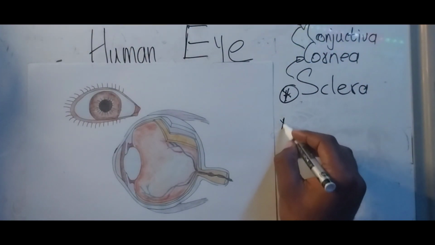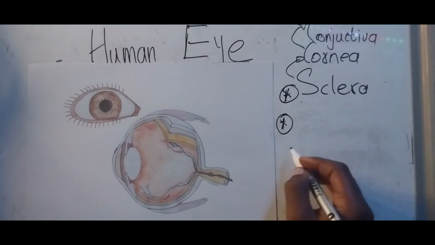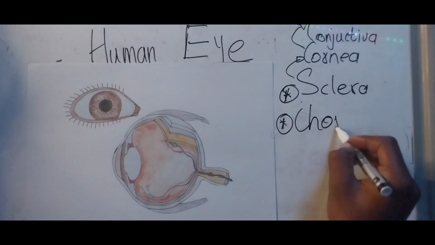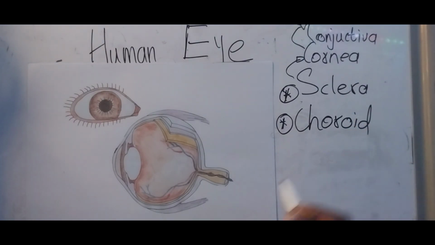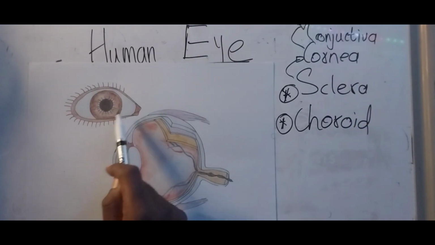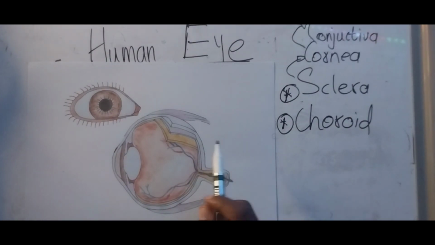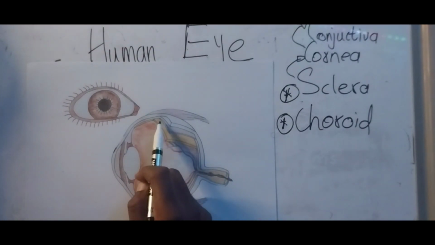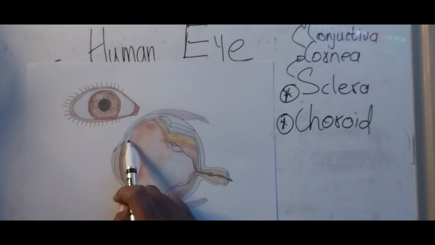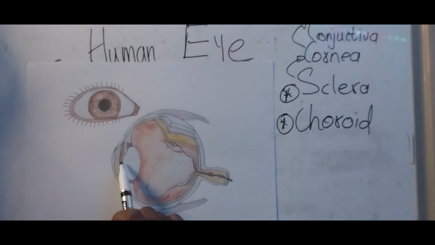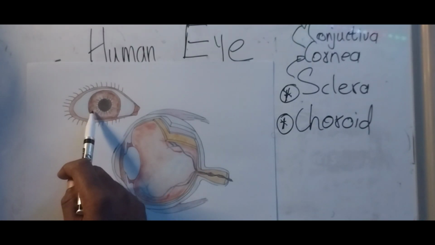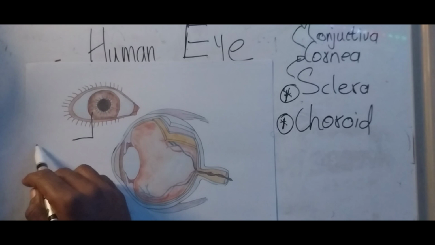Now the second layer that you need to understand is what we call the choroid. You can't see it from this view, but the choroid is the one that gives rise to the ciliary body and the iris. The only thing that comes from the choroid that you will see is this part, which we call the iris.